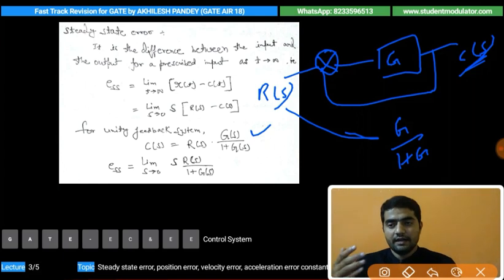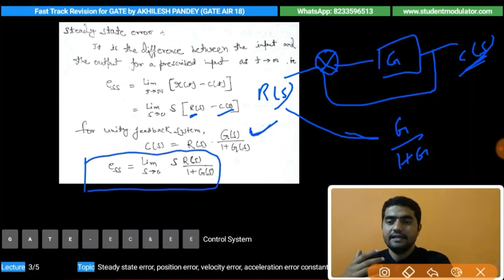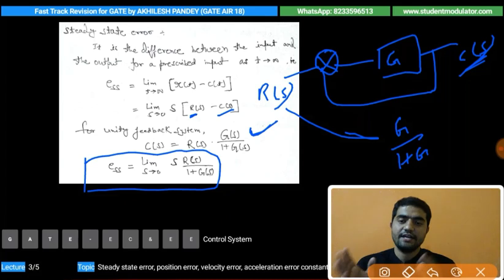Now by putting this Cs and Rs, the same Rs here, and calculating it, we will get this result, that is ess equals limit s tends to 0 of Rs upon 1 plus Gs. So this is an important formula, with which we will solve for the constants that we have to define. So let's solve it for the constant, that is the position error constant, first.